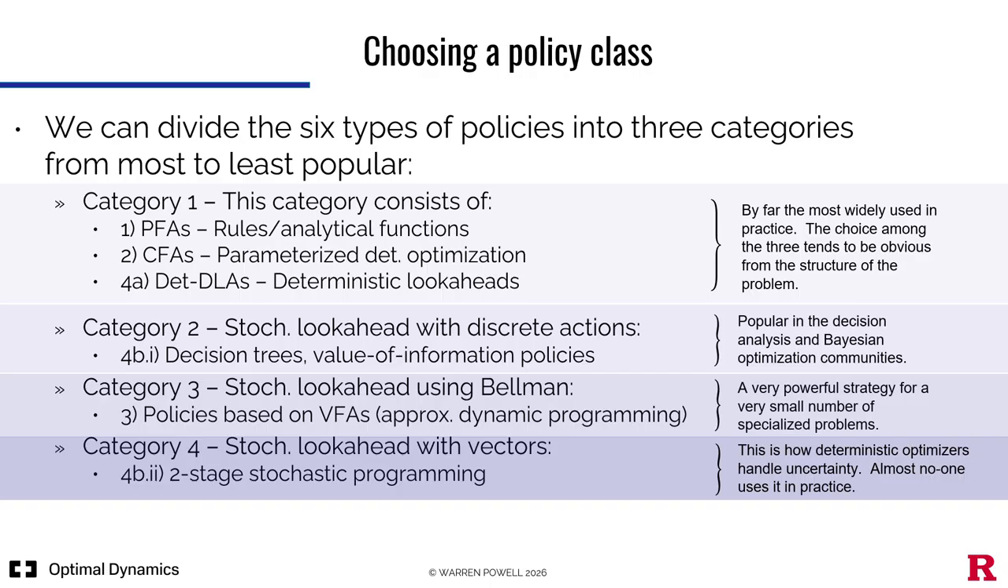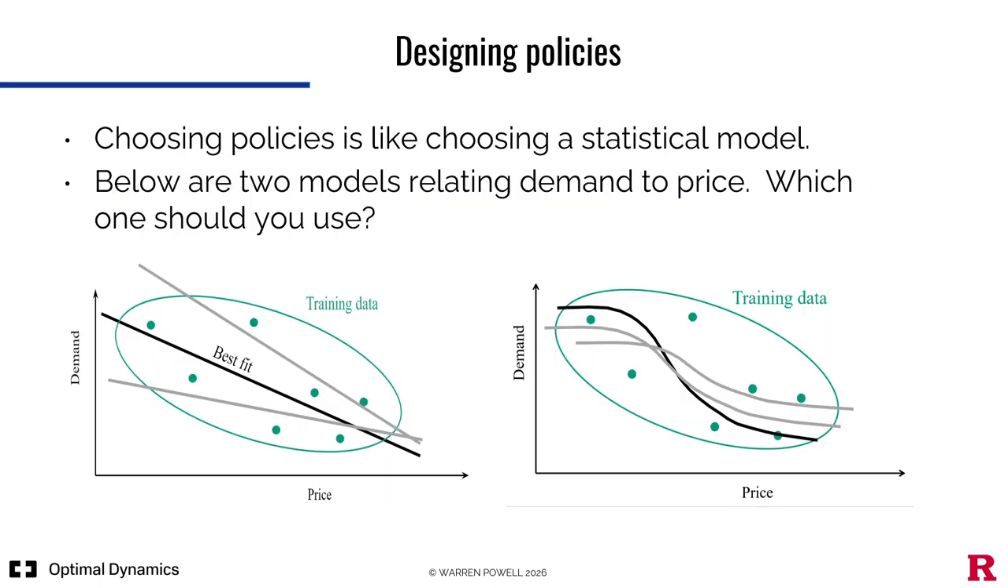The academic community loves it. The books that deal with decisions under uncertainty all feature Bellman's equation, and yet it's just not something that we use very often. And then category 4 is the truly arcane, where I'm doing a stochastic look ahead, but the decision is a vector. There's a technique called two-stage stochastic programming that is widely studied in the literature, but I don't think it's used very much in practice.